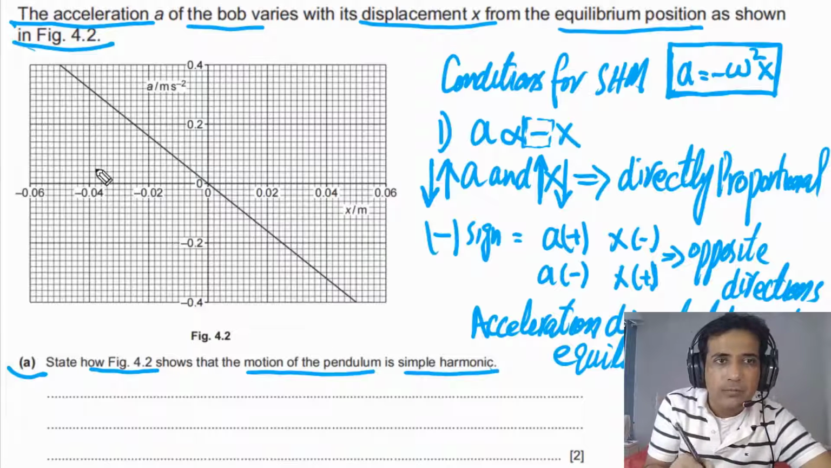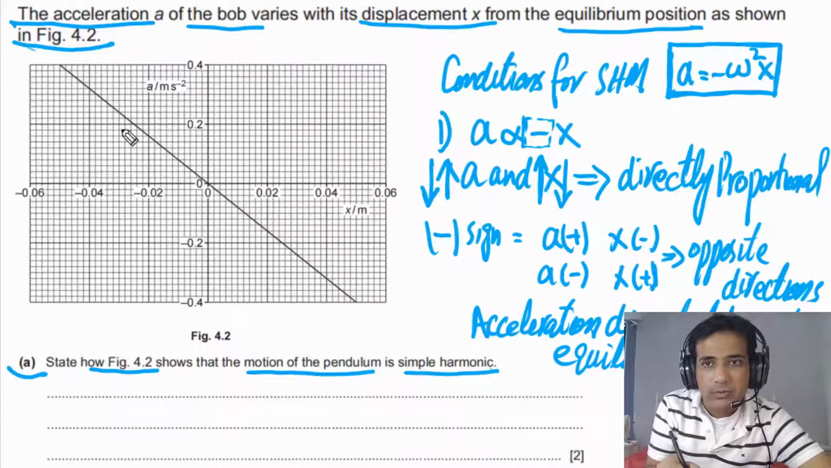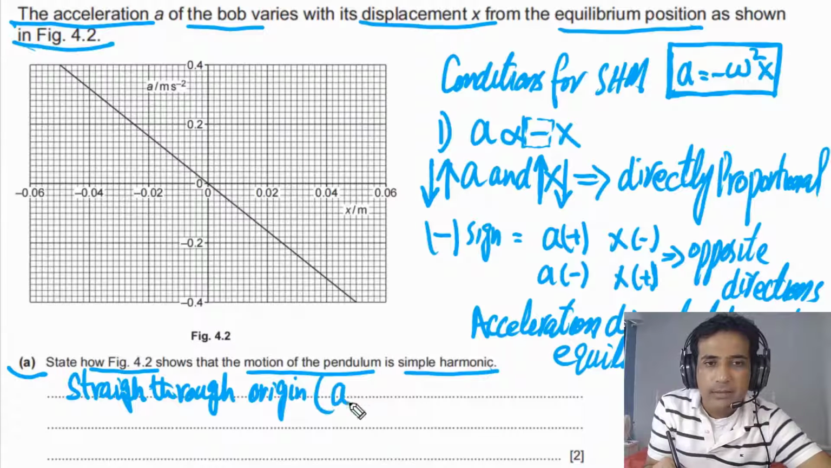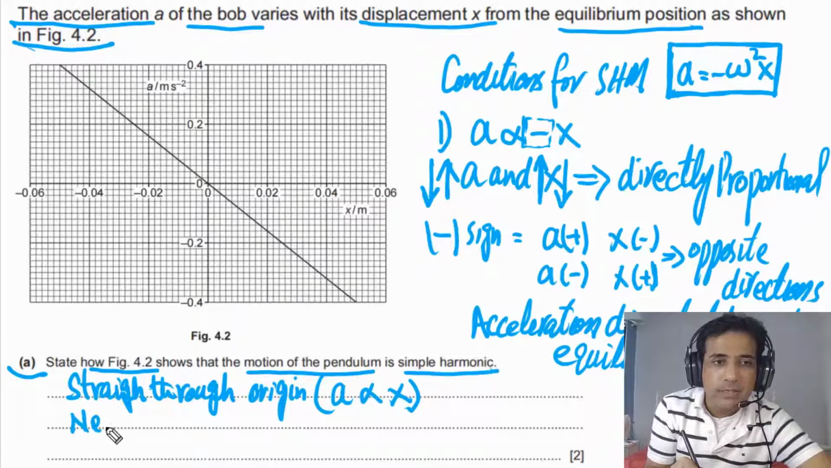Now let's find out if the motion of this pendulum is simple harmonic motion or not, with the help of this figure. In this figure you can see, first of all, A and x are directly proportional because it's a straight line through the origin. It simply means that A is directly proportional to x, and the gradient of this one is negative. Negative means that they are in opposite directions.